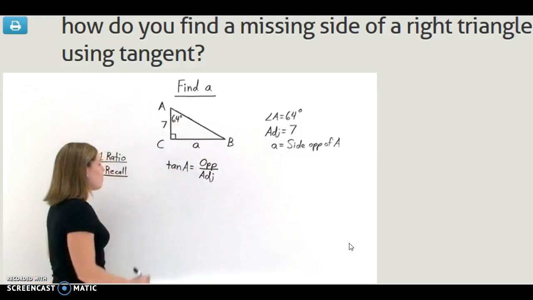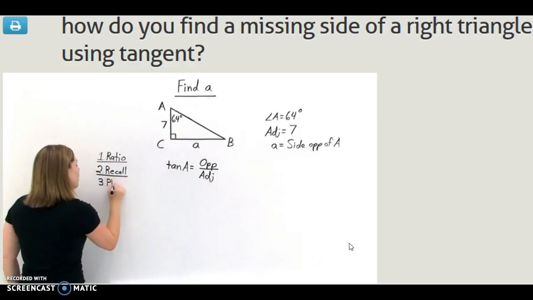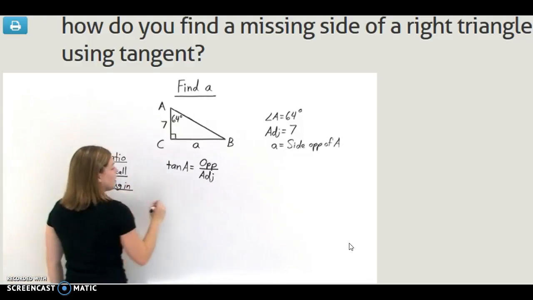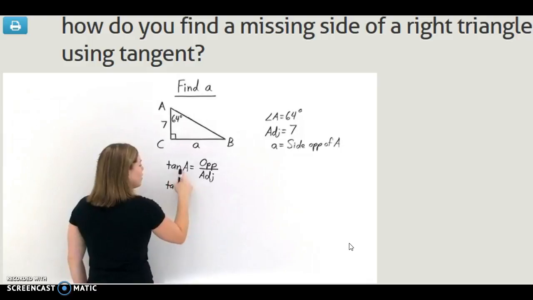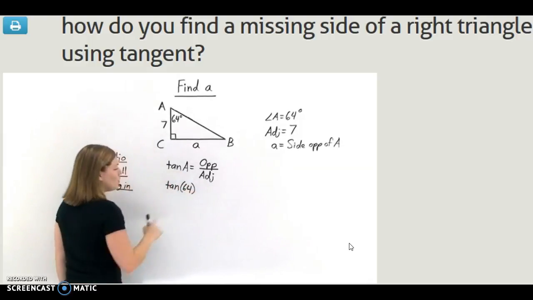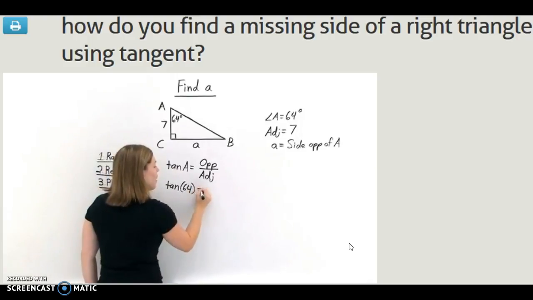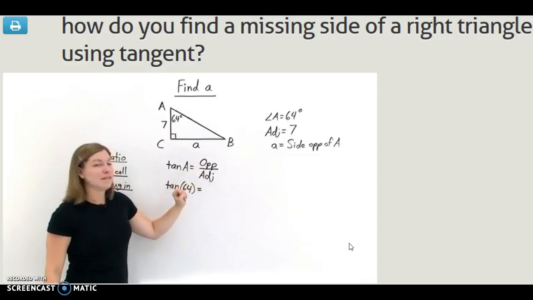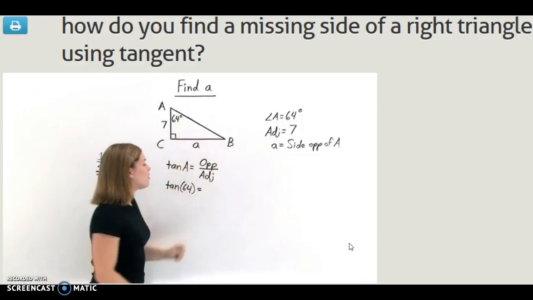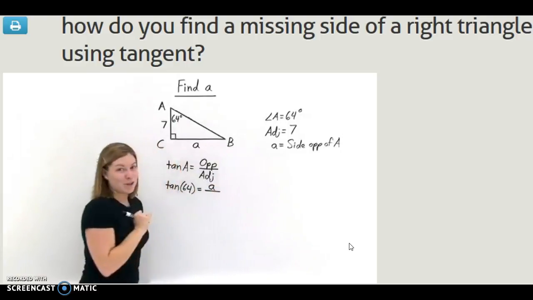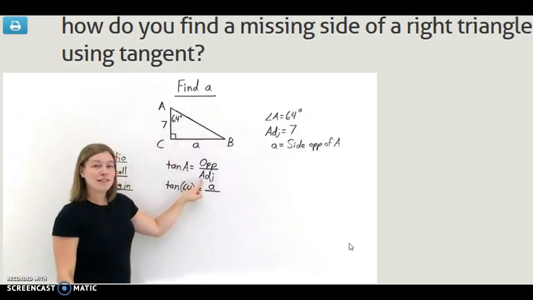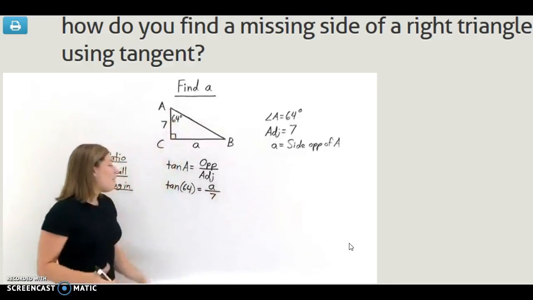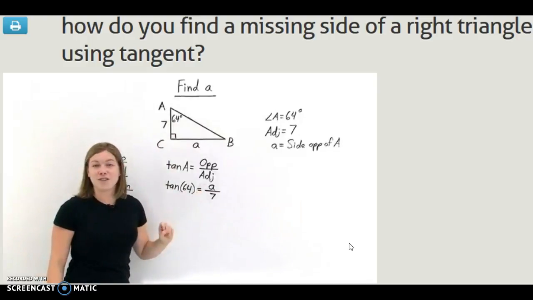So now we need to take this ratio and the information that we have and plug that information into our ratio. So let's see. We have tangent, and our angle A measures 64. So that means we have tangent of 64. Now that's equal to the opposite side over the adjacent side. The side that sits opposite of our angle A is small a, the side that we're trying to find the measurement of. And our adjacent side is the side that is adjacent to our angle A, which is 7. So now we have tangent of 64 equals A over 7.